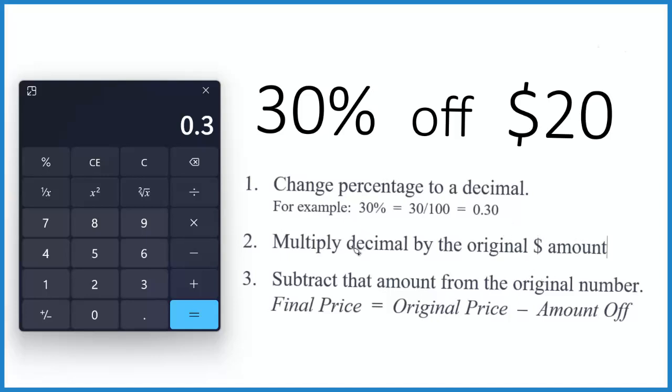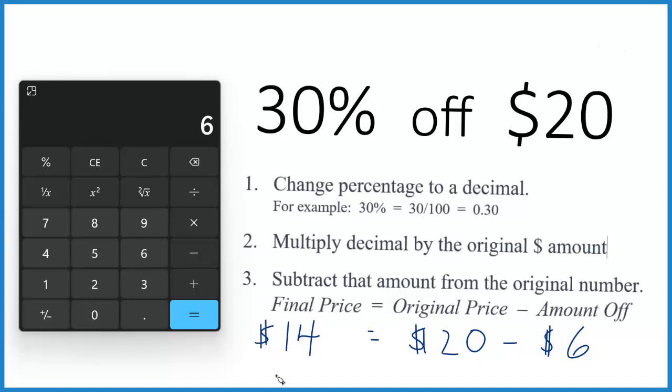Now all we need to do is multiply that decimal by the original amount, the $20. So times $20, and we come up with 6. That's $6. So the amount off is $6. If we take the original price, that's the $20 here, and subtract, we see that our final price, what we pay after our 30% discount, that's $14. So you save $6, you end up paying $14 when you get 30% off a $20 purchase.